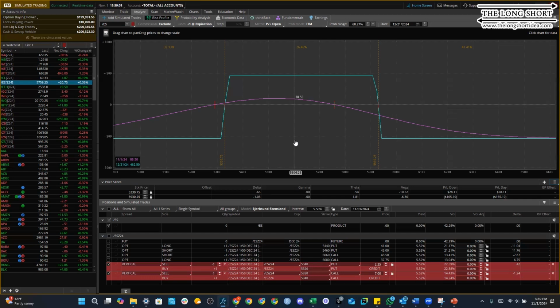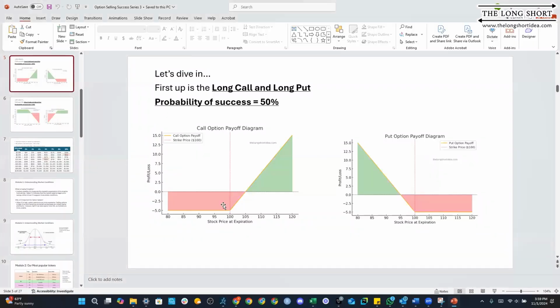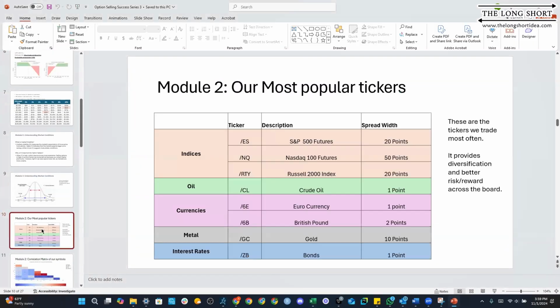So let me take you through the actual tickers that we have. These are the tickers we trade: S&P 500 options, futures options, NASDAQ, Russell, the three main indices. And I have the spread width here as well, like exactly how wide you should be on those spreads. Then we trade the crude oil market, currencies, and metals. Gold, silver you can, but silver is a big product for small accounts like us. It's a bigger product. And then bonds.